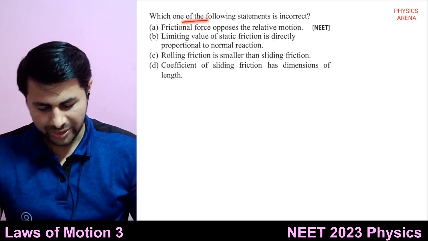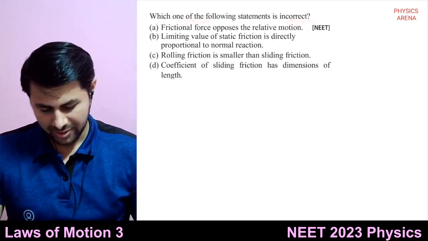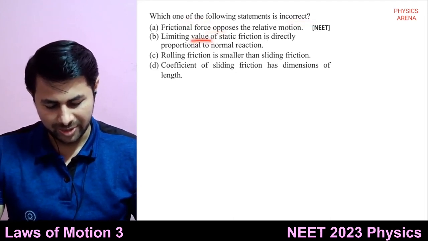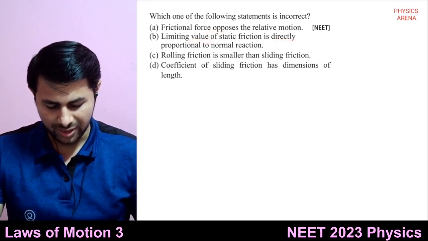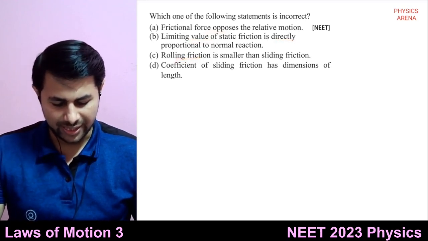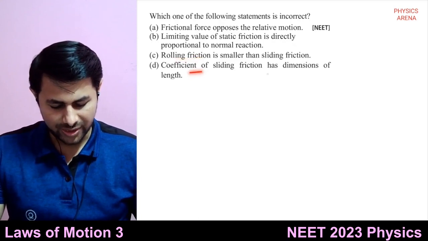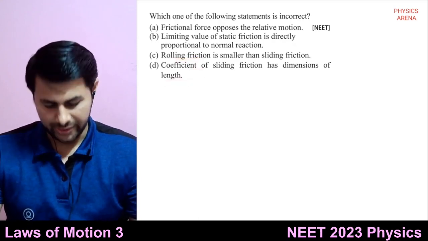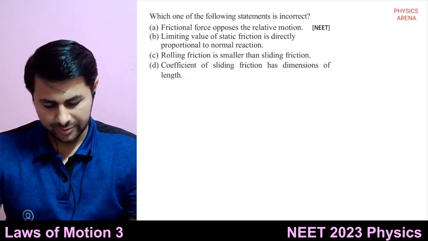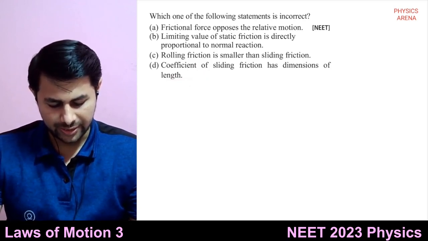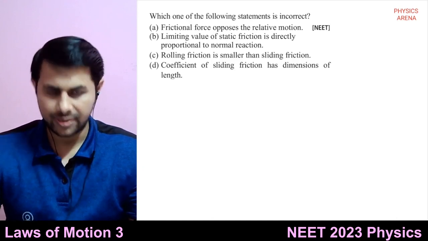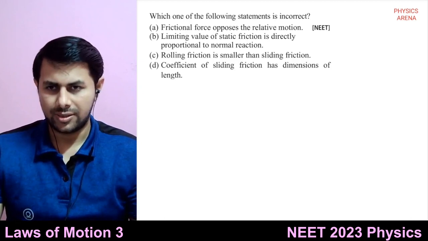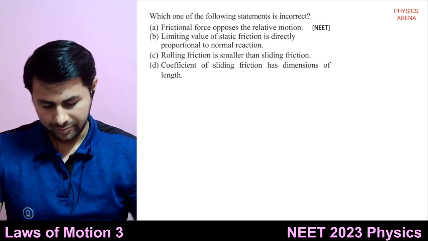So which of the following statements is incorrect? Frictional force opposes the relative motion. Limiting value of static friction is directly proportional to normal reaction. Rolling friction is smaller than sliding friction. Coefficient of sliding friction has dimensions of length. Tell me. Option D. Right. Coefficient of sliding friction has dimensions of length. This is incorrect. Yeah, it is dimensionless. Good.